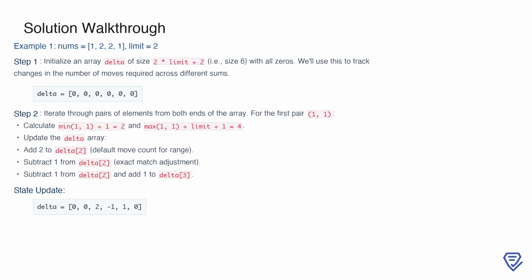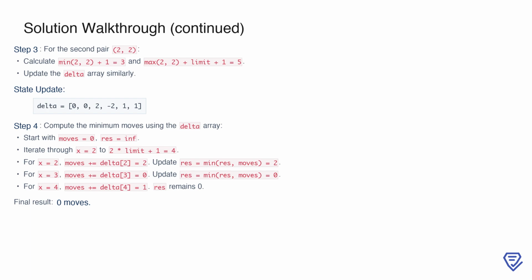For the first pair, which is 1, 1, we calculate the smallest possible sum as min(1, 1) plus 1 equals 2, and the largest possible sum as max(1, 1) plus limit plus 1 equals 4. We then update the delta array accordingly. We add 2 to delta[2] to account for the default move count for this range, and we subtract 1 from delta[2] to adjust for an exact match. Additionally, we subtract 1 from delta[2] and add 1 to delta[3] to handle the contribution of this pair to sums outside the exact match range. After these updates, the delta array becomes 0, 0, 2, -1, 1, 0.